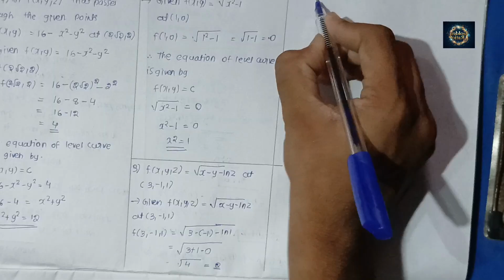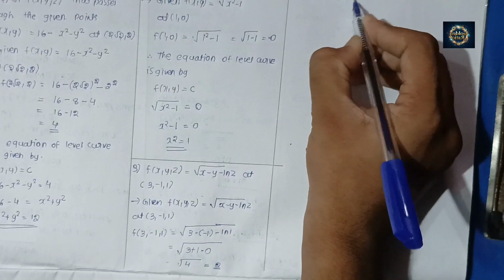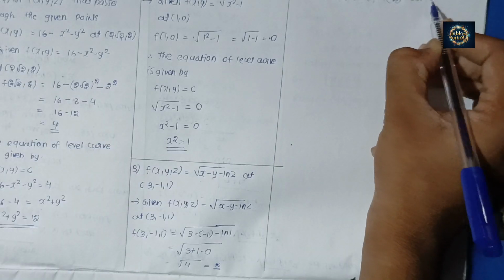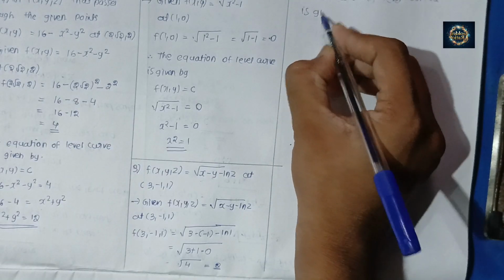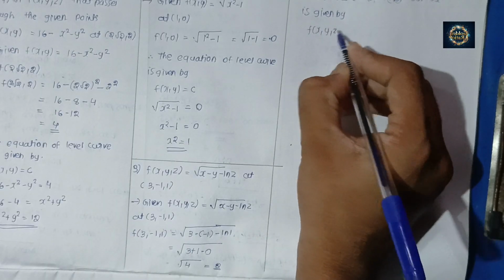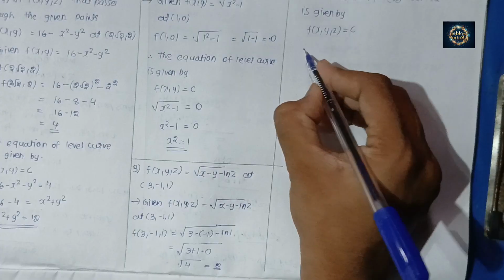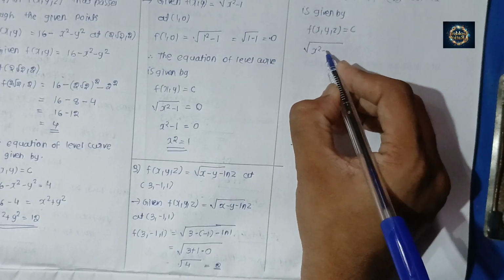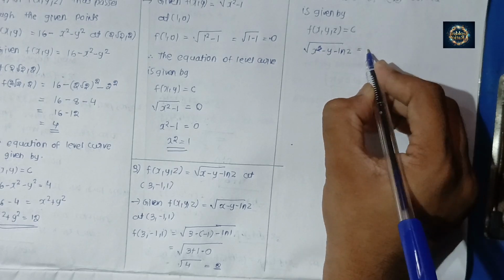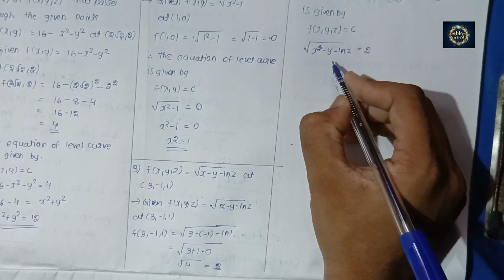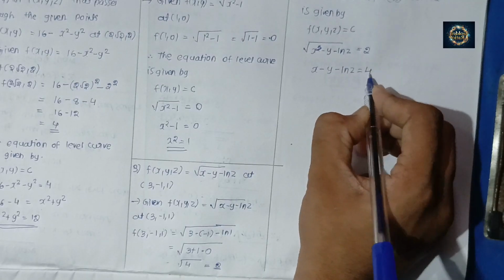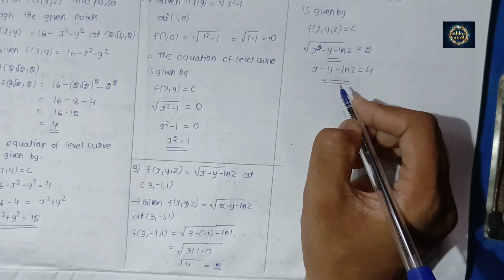Therefore the equation of level surface is given by f of x comma y comma z, which is equal to c. Here the function is square root of x minus y minus ln z. Here the value of c we got is 2. If you want, we can square and you can write x minus y minus ln z, which is equal to 4. Either you can stop here or here.